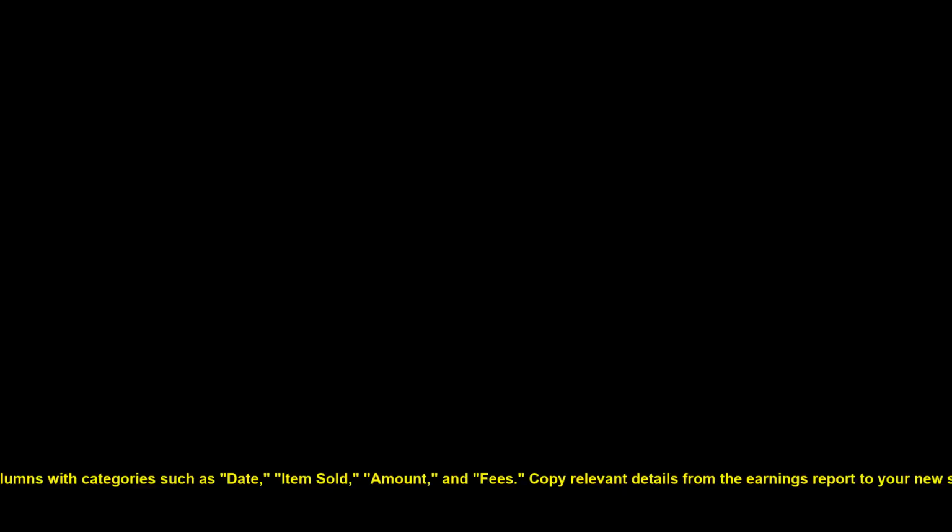Next, create a new spreadsheet to organize your income and expenses. Label the columns with categories such as date, items sold, amount, and fees. Copy relevant details from the earnings report.